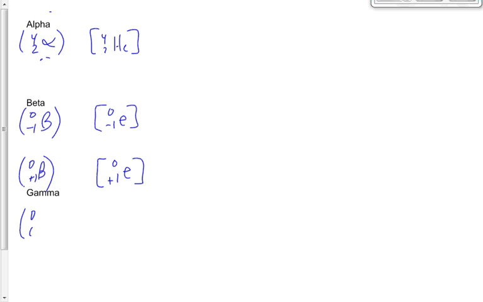Gamma decay. 0, gamma. How many protons? 0. How many neutrons? 0. How many electrons? 0. How many positrons? So what is this? It's just electromagnetic radiation.